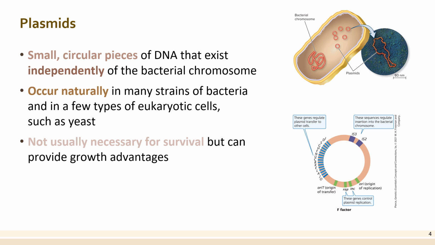Plasmids have an origin of replication as well, and an origin of transfer. We'll talk about that in just a few minutes. And then they have a small number of genes that are going to be expressed by that plasmid. Plasmids may also sometimes be integrated into the genome, in which case they become a permanent part of that bacterial cell line.